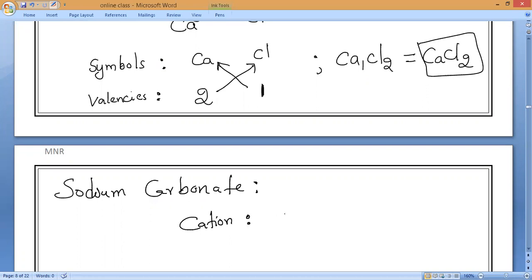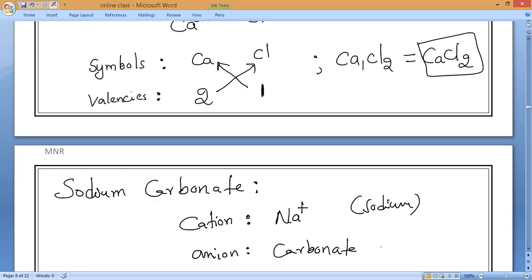Cation, all of you. Sodium, okay? Sodium is plus. Now what is the anion? Anion. Yes, carbonate. This is sodium and this is carbonate. Can you tell me, Hari, what is the carbonate symbol? CO3 2 minus. This is what it is.